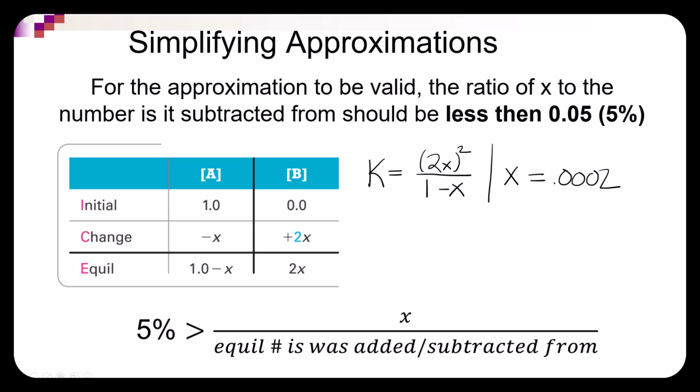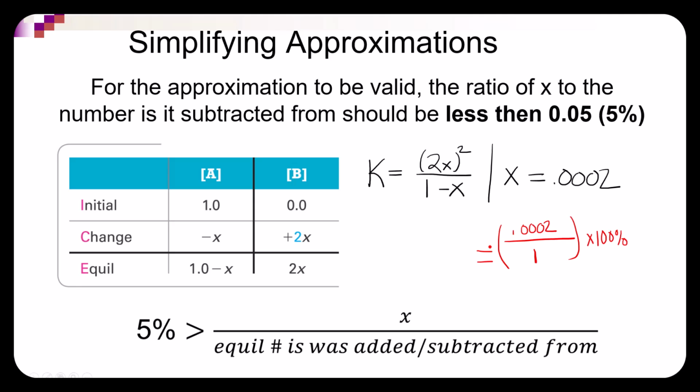In this scenario, let's say we solve this equation and determine that x is 0.0002. We make sure that that is in fact small enough to ignore. So we would take our x value, so x is 0.0002. We would divide that by the number that we would have added or subtracted it from. So we're going to divide that by 1. And then we're going to multiply it by 100 to make it a percentage.